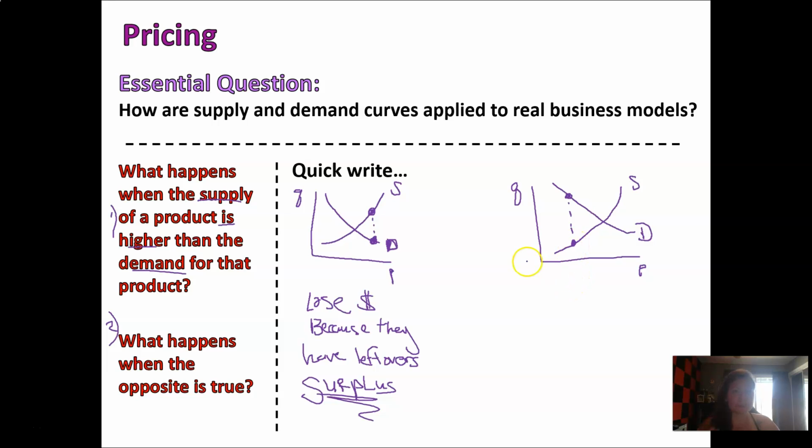And so here, businesses are losing, they're losing potential revenue, right? They're losing potential money because they could have supplied more and people would have bought it, right? Because at this price, lots of people wanted to buy it, but there was not a lot available. Okay, so they could have made more money because more people wanted to buy it. Okay, so they lose, I guess I could put lose potential money.